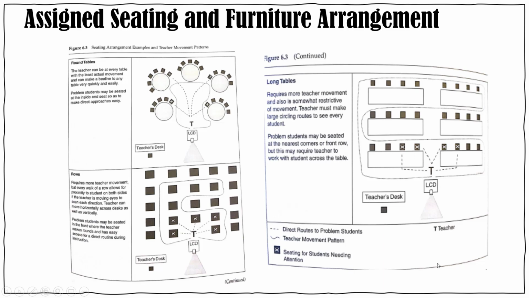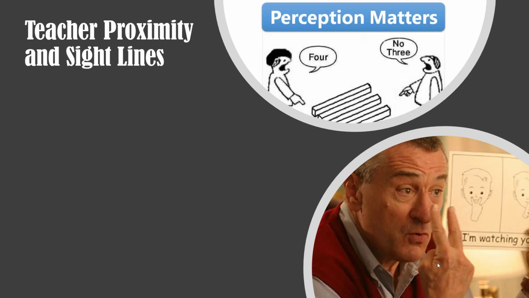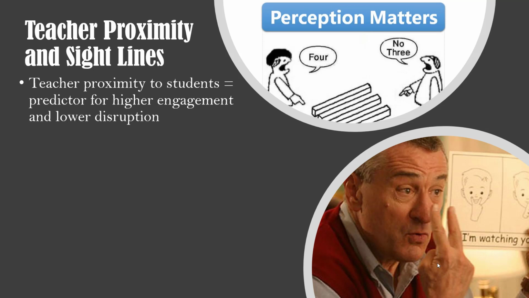And there's a video in your module that talks about some other seating arrangements and the pros and the cons. Okay, once again, sorry, I kind of already talked about this, but teacher proximity and sightlines. So the closer you are to your students equals higher engagement with the students and lower disruption.